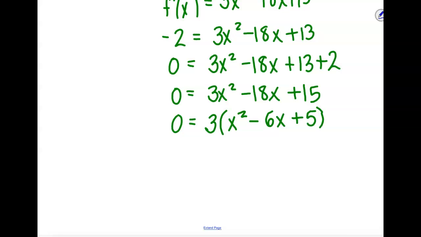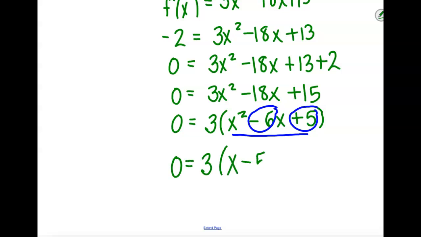Now we have to factor this quadratic piece. So think about, what are the factors of 5 that add to negative 6? So factors of 5 that add to negative 6, they are negative 5 and negative 1. So continue. 3, x minus 5, x minus 1. Now we have it factored.